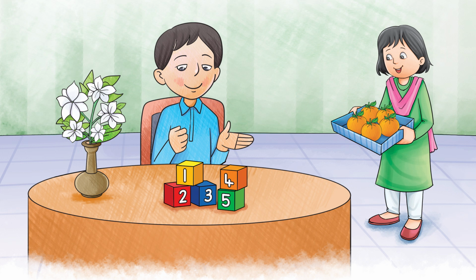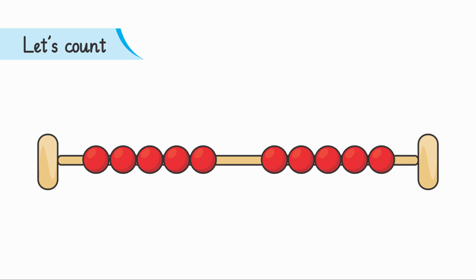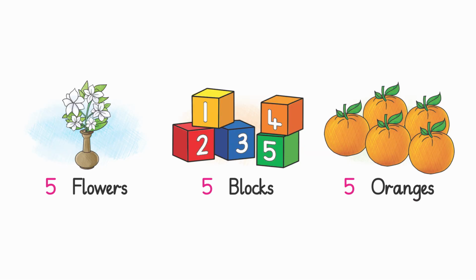There are 5 blocks. Count the oranges 1, 2, 3, 4, 5. 5 oranges in the tray. Let's count the beads on the bar. 1, 2, 3, 4, 5. 5 flowers, 5 blocks, 5 oranges.